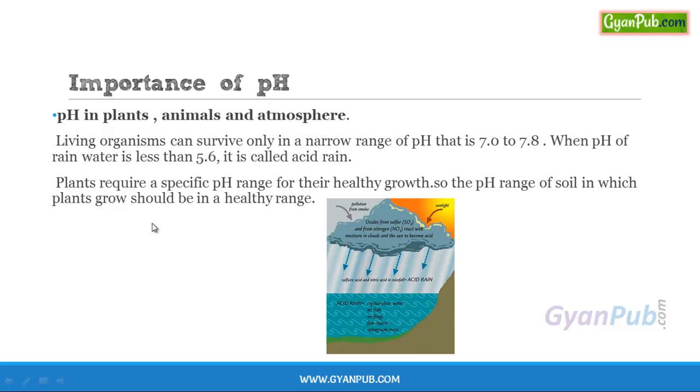And the plants also grow in a specific range of pH. The pH range of the soil in which plants grow should be in a healthy range, such that the plants are not destroyed.